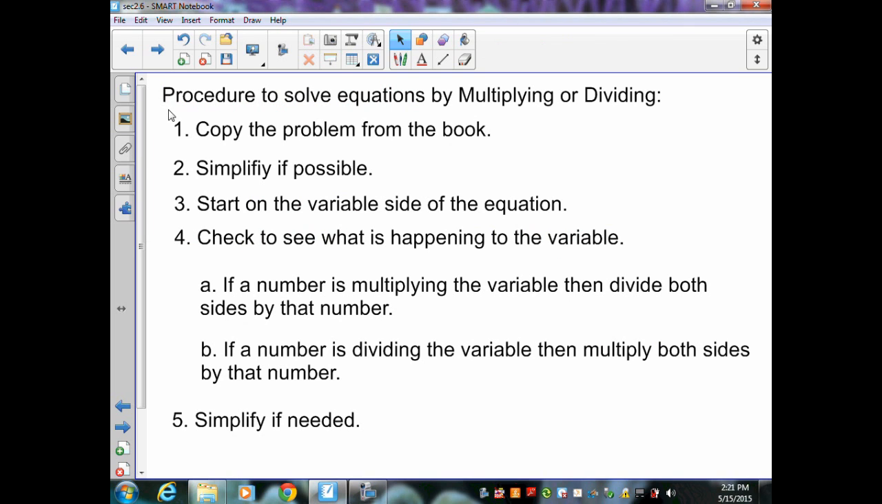Here's a procedure to solve equations by multiplying or dividing. Number 1, copy the problem from the book. Number 2, simplify if possible. Number 3, start on the variable side of the equation. All similar to what we've done before.